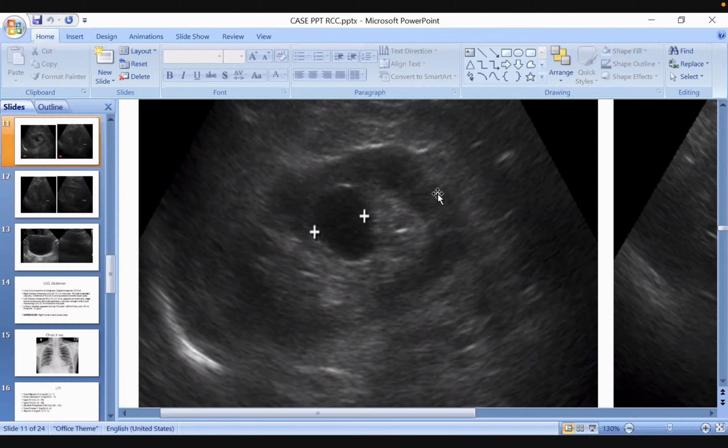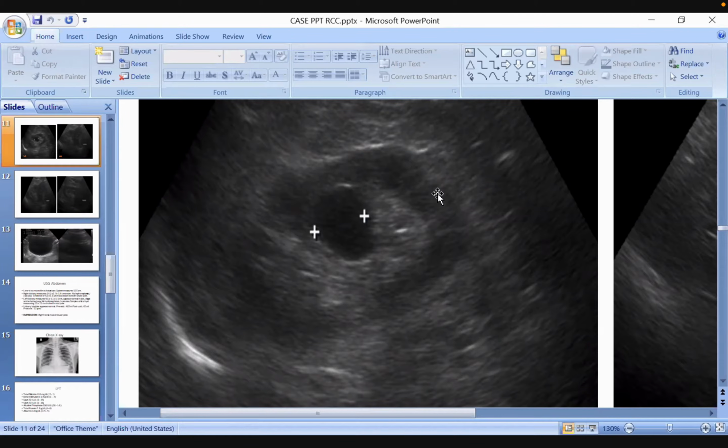The wall appears to be thin-walled except in one region where there is a little hyperechogenic area without any acoustic shadow. Otherwise, the wall is thin without any luminal, solid, or echogenic content. There is no evidence of any septa.